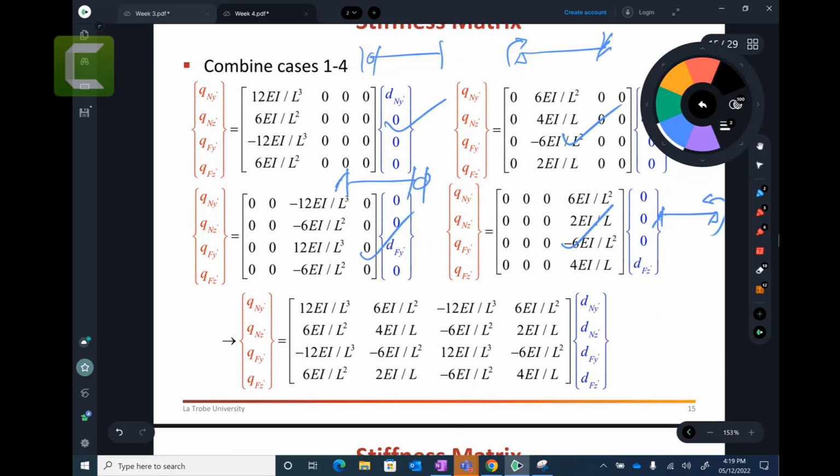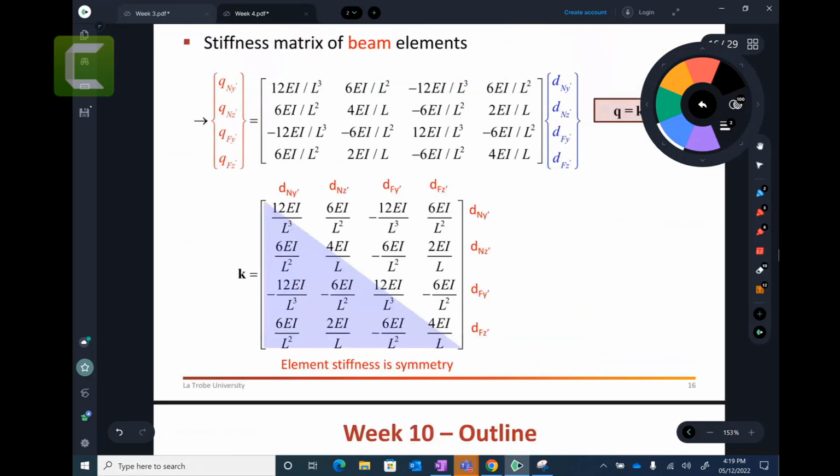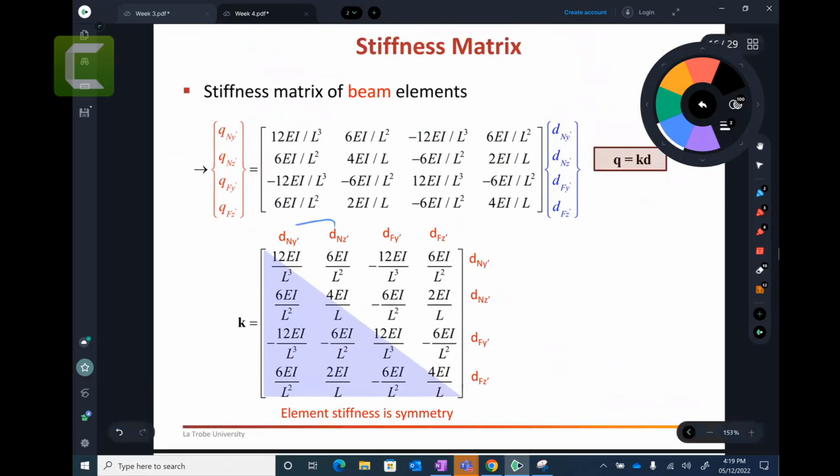If I combine them all, this is force, come here, and I have these columns here, third one here, second one here, third one here. I will get this stiffness matrix. Bang, this stiffness matrix that we're going to use this week. So that is the stiffness matrix for the beam.